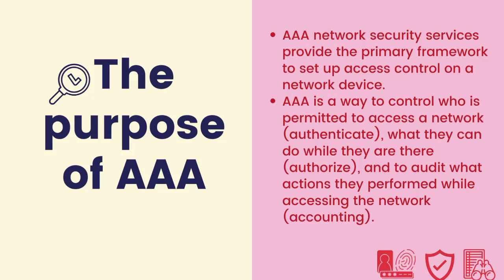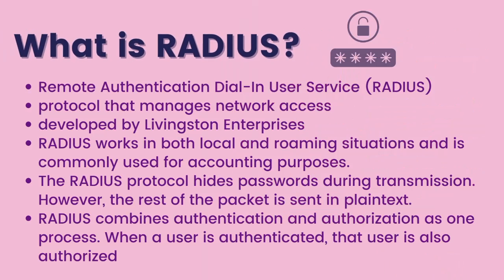The purpose of AAA in network security. AAA network security services provide the primary framework to set up access control on a network device. AAA is a way to control who is permitted to access a network (authenticate), what they can do while they are there (authorize), and to audit what actions they perform while accessing the network (accounting).